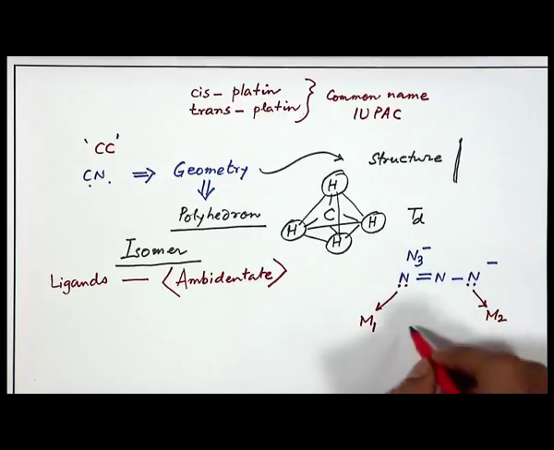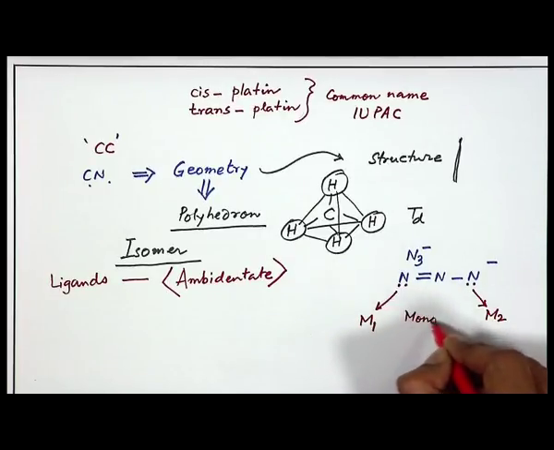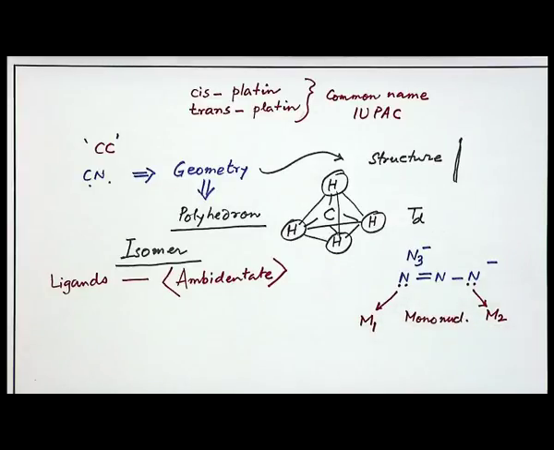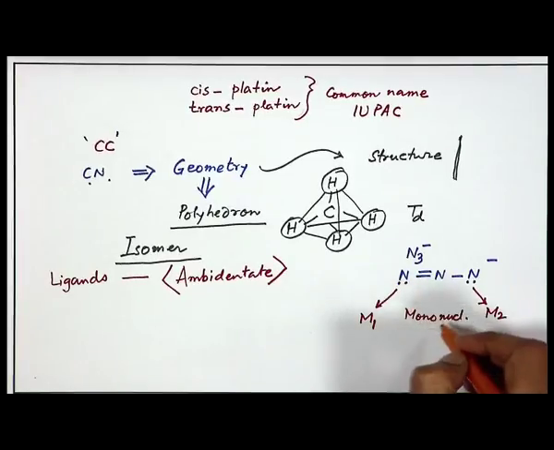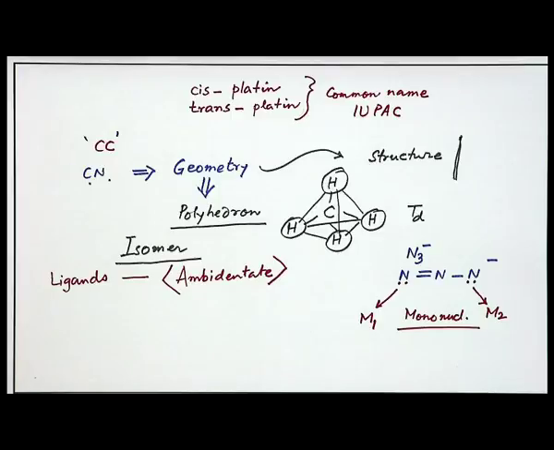But when we go for a mononuclear compound, there would not be any distinction. The same azide can be bound to the metal center, whether that particular bond is forming from the left hand nitrogen or the right hand nitrogen, we get the same compound.